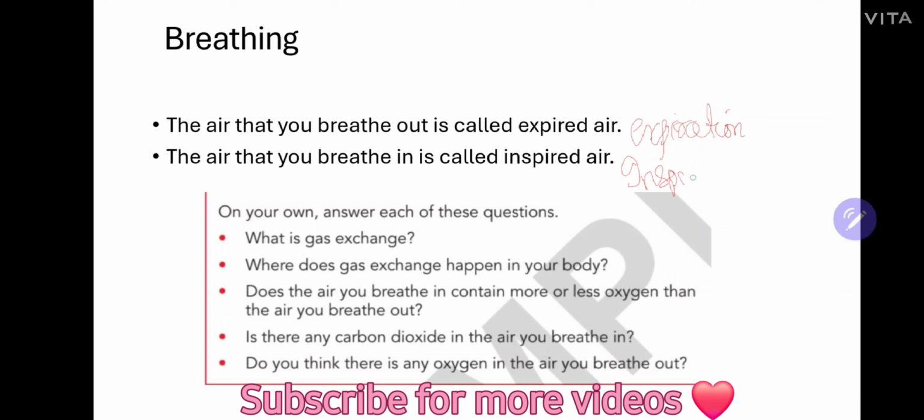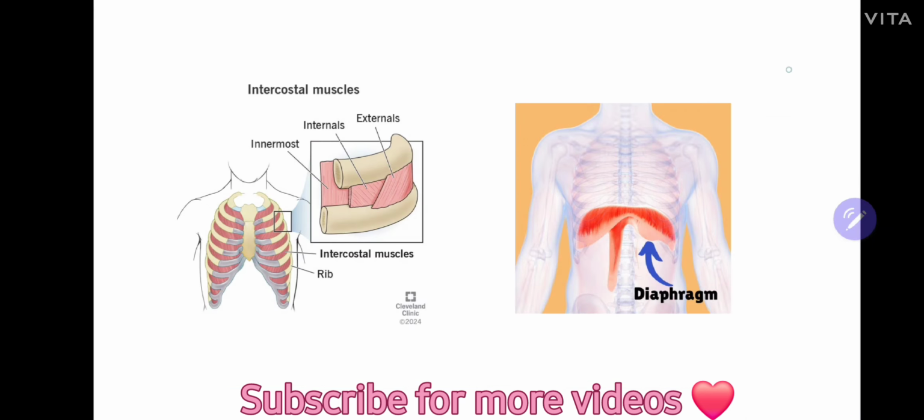In the process of breathing, we can see two important muscles which help in the process of breathing. They are the intercostal muscles and the diaphragm. These are the two types of muscles which help in the process of respiration. The intercostal muscles are seen inside our rib cage, and the diaphragm is the muscle seen in the lower thoracic cavity. Both these muscles help in the inspiration and expiration processes happening during respiration.